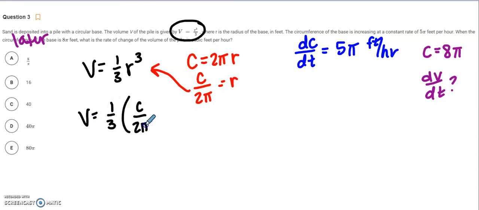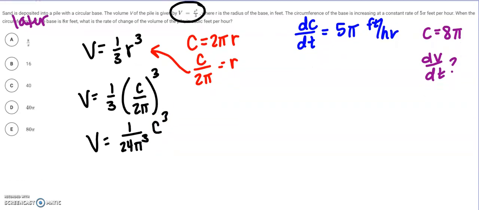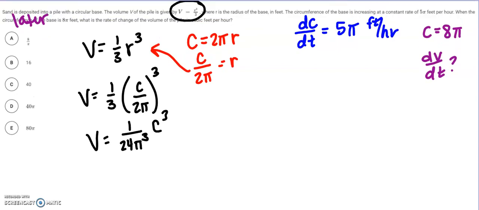C over 2 pi cubed. So now what I really have is 1 over 2 to the third is 8, times 3 is 24 pi cubed, c cubed. Now I can take the derivative with respect to time and everything is dealing with circumference. So derivative with respect to time, I'm going to end up with dV/dt, which is what I'm looking for.